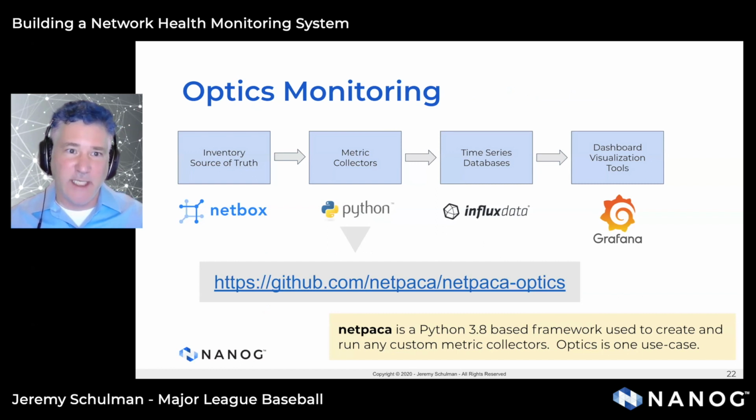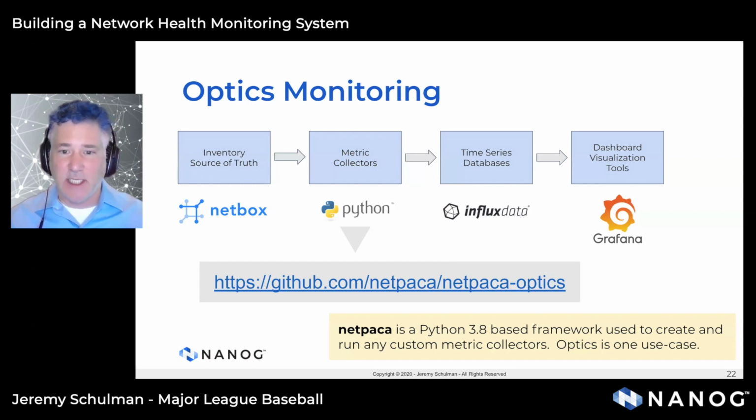But when I built the optics monitoring, this health optics monitoring, these were the choices that I made. I used NetBox for our inventory source of truth. It does a very good job of allowing me to store all sorts of types of context data. For the metrics collector, what I ended up doing was writing a framework that would allow me to collect the metrics and then synthesize and normalize them as a piece of code.